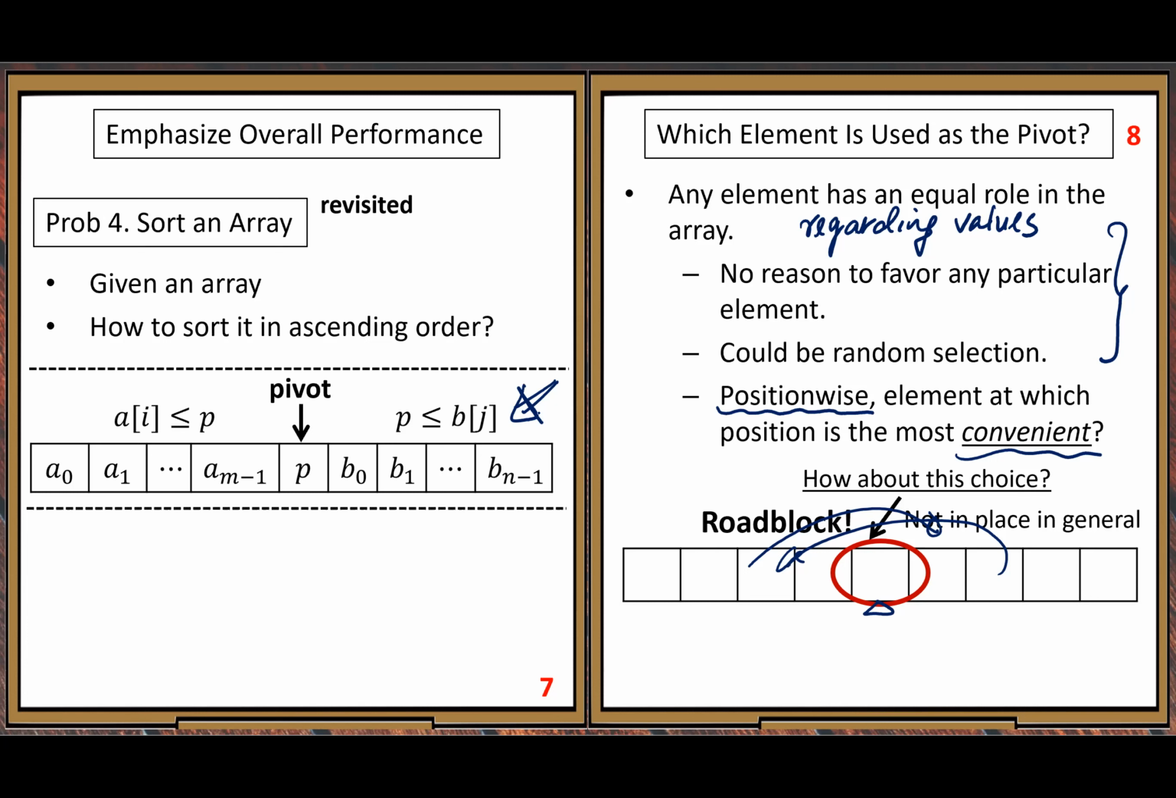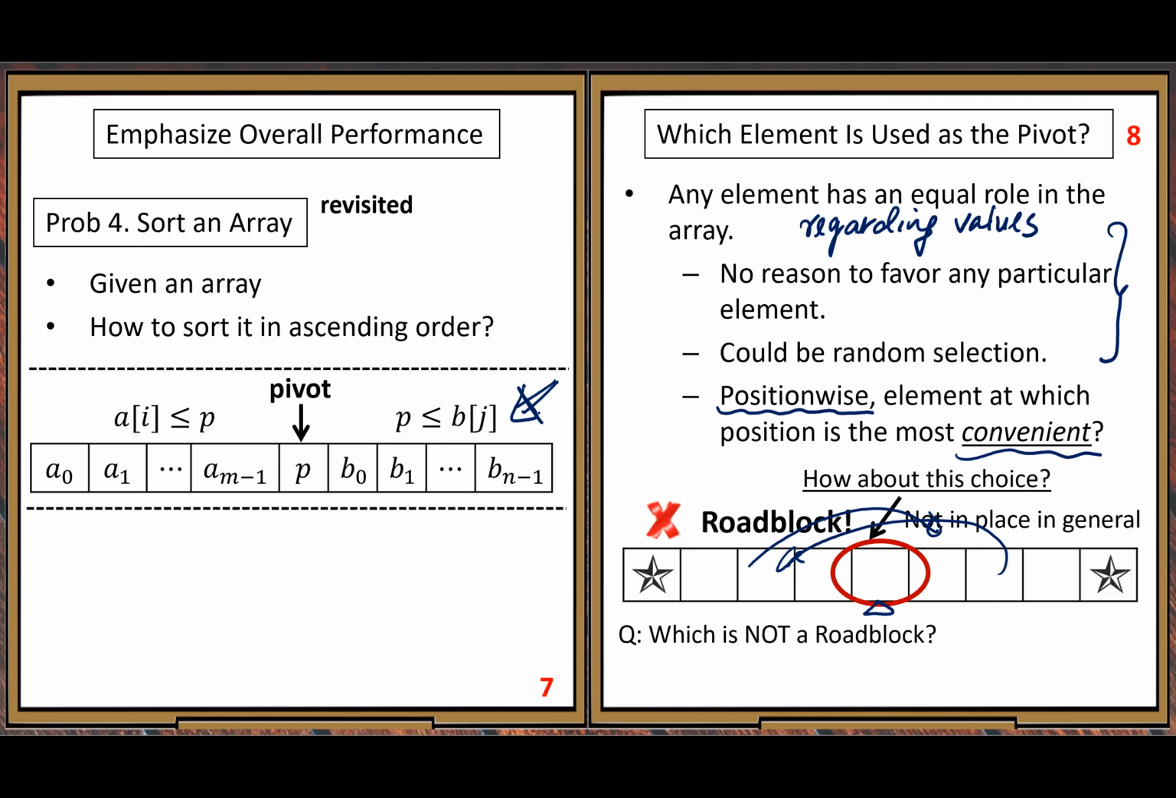We need to find friendly locations, convenient locations. So we cannot take roadblock type locations. We need to find non-roadblock type locations. What are the non-roadblock type locations? That's the question. They won't block any move of the elements. Only two special locations: the first one and the last one.